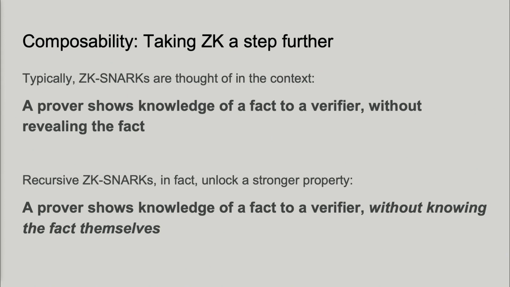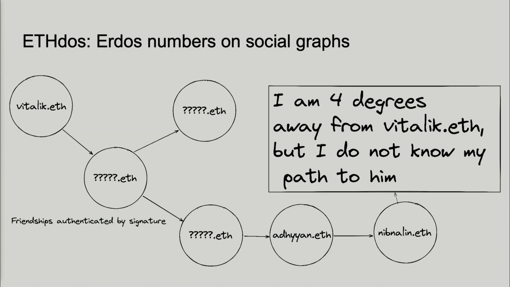So this is sort of tough to understand, but I'll just give an example of the application we built using this sort of idea. We call it ETH-DOS. These are Erdős numbers on social graphs. And the way this works is you have social graphs of people who say, I am your friend, kinds of relationships. And then afterwards, you can prove degree bounds. Or you can prove that, for instance, in this graph, Nolan is 4 degrees from Vitalik or something of this sort. So how does this sort of setup work?